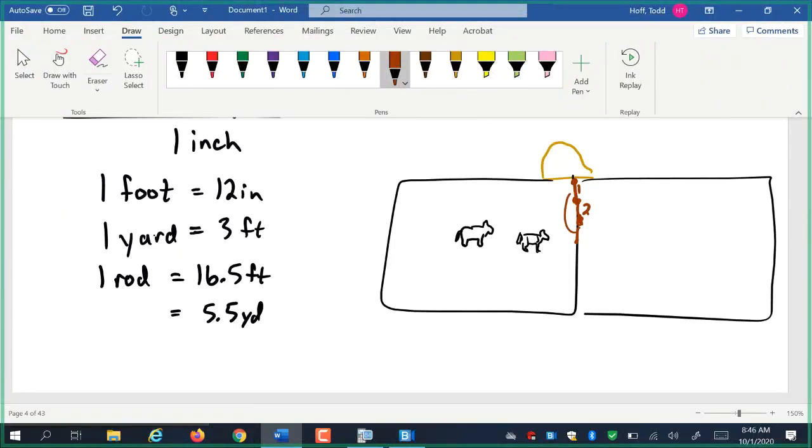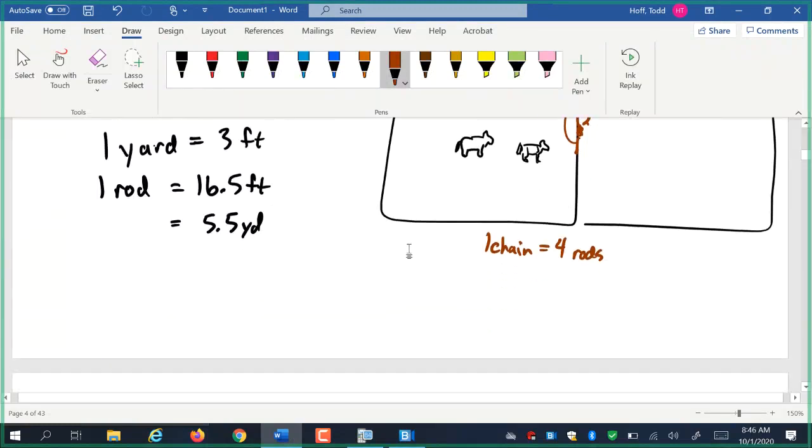To this day, if you look at the official survey of land, the legal description, it is marked out in rods and chains. A chain, again, we won't use a chain in this class either, but a chain is 4 rods. A chain is actually a significant unit of measurement because our acre is based off of a chain. We'll talk about that when we look at units of areas in a few days.